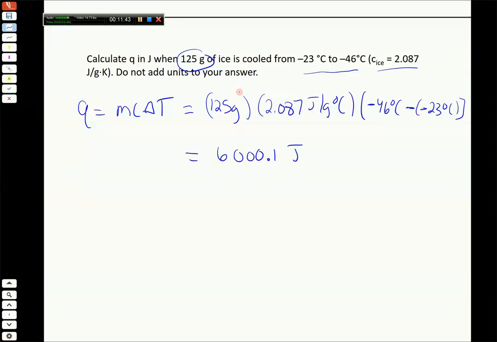So it's just mc delta T, and this should be a negative number though because the system is cooling down. So 6,000 is the magnitude, but the sign is going to be negative if we put the numbers in correctly. And keep in mind that the temperature here is decreasing. So anytime the temperature of the system decreases, Q should be negative. So negative 6,000.1 joules. The minus sign is important here because it tells us that heat is flowing out of the system, meaning that the system is decreasing temperature.